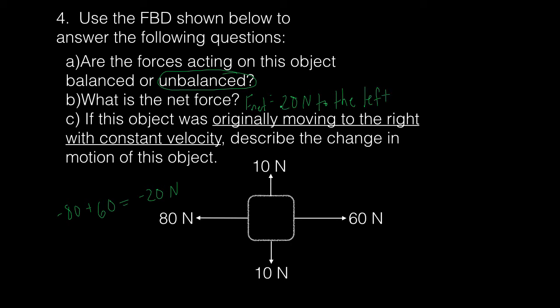You have to be careful. You can't write minus 20 newtons, because minus 20 newtons could also mean that the object is experiencing a net force down. But if we say 20 newtons to the left, there's no confusion.